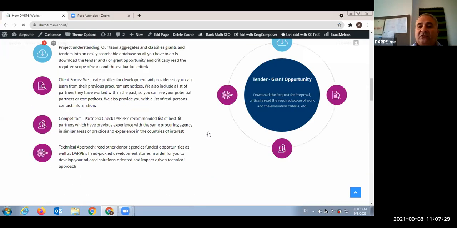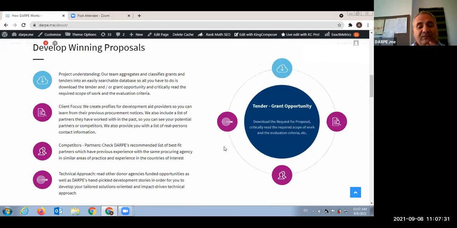So when you write your proposal, you have all the information you need to write a good proposal. DARPE is focused on tender and grant opportunities, it is project focused. The center is the tender, the opportunity itself, the request for proposal, request for application, or expression of interest, which we collect on a daily basis. Then you start writing your project understanding very well. Then you have a client-focused understanding. So you have a good proposal written.